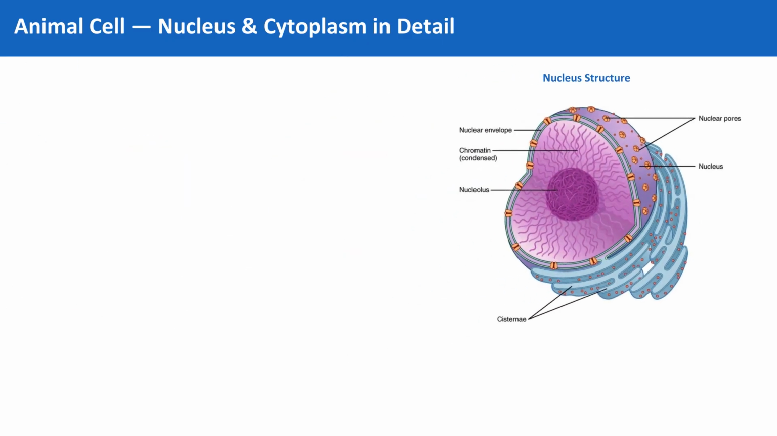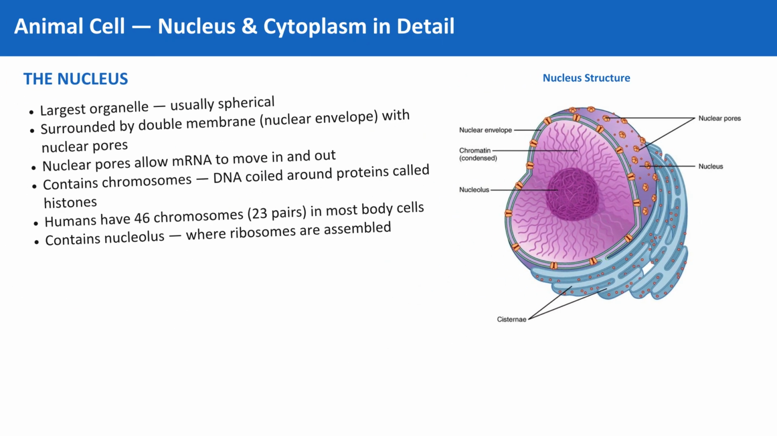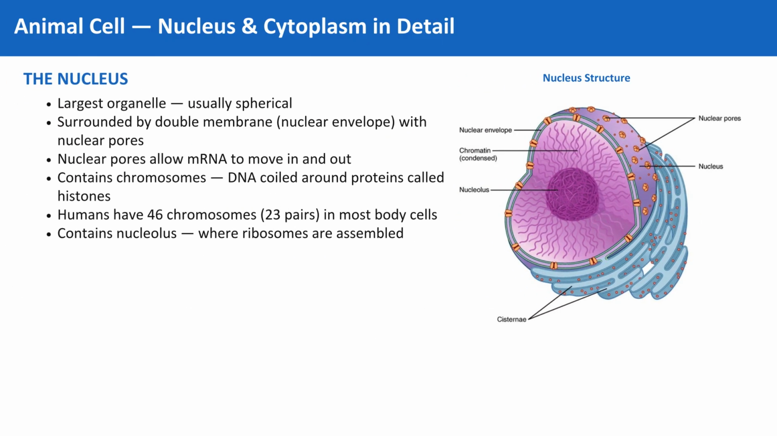Now let's look more closely at the nucleus. This is the largest organelle in the cell, and it is usually round or oval shaped. It is surrounded by a double membrane called the nuclear envelope, and this membrane has tiny holes called nuclear pores. These pores allow molecules like messenger RNA to move in and out.